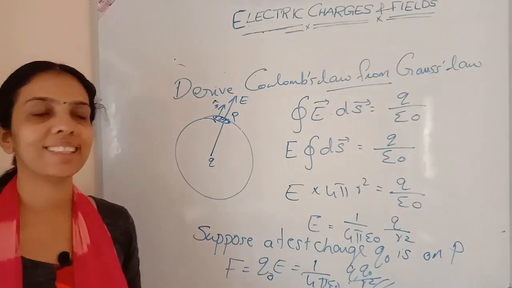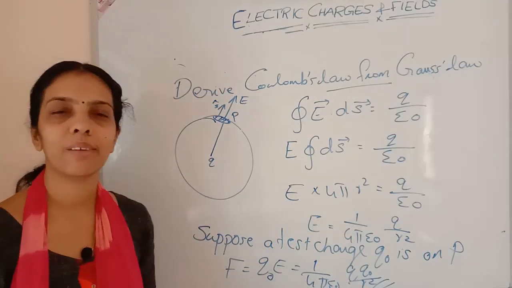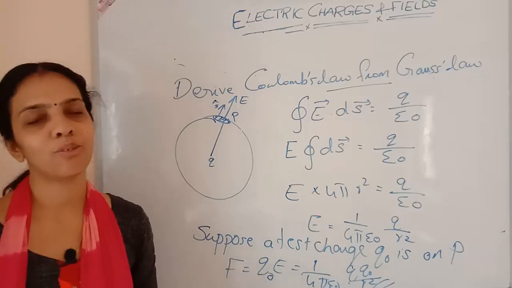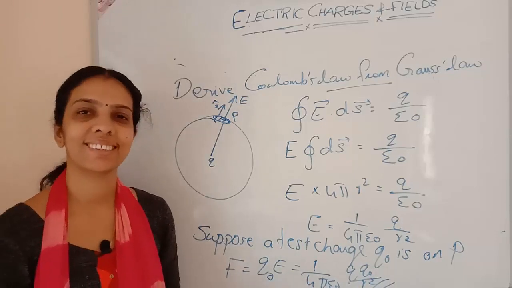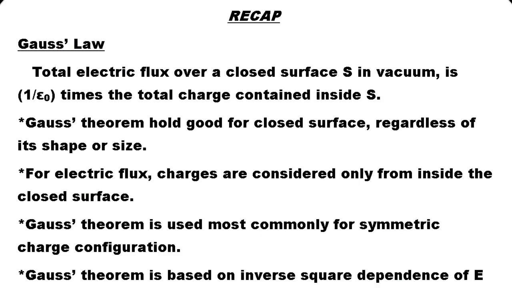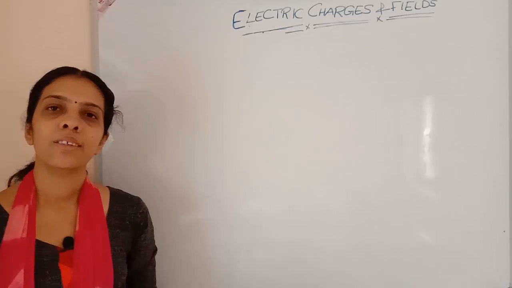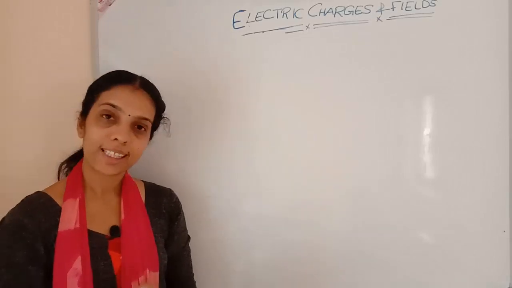Now we got it, right? So this is how we derive Coulomb's law from Gauss law. Clear? So now we will do one or two numericals based on this.